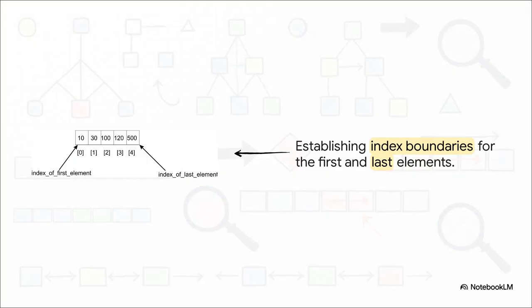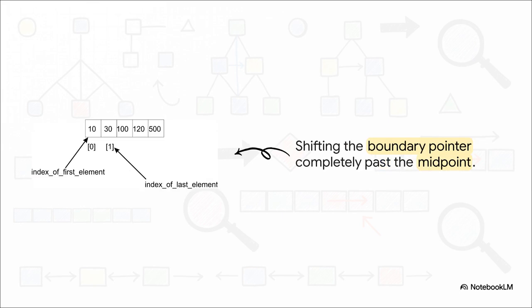To do this computationally, the algorithm sets up pointers. It grabs the index of the first element, the index of the last element, and mathematically calculates the exact dead center midpoint between them. Then, it compares our search term to whatever happens to be sitting at that middle index. Now, if our search term is greater than that midpoint, the first pointer shifts completely past the middle. Boom, just like that. The algorithm instantly eliminates half of the remaining data in a single step. It is just a relentless cycle of dividing and conquering.